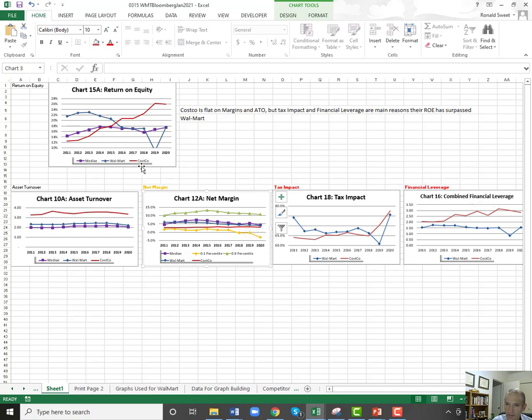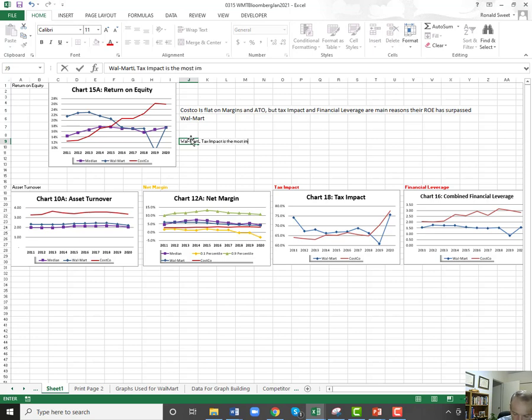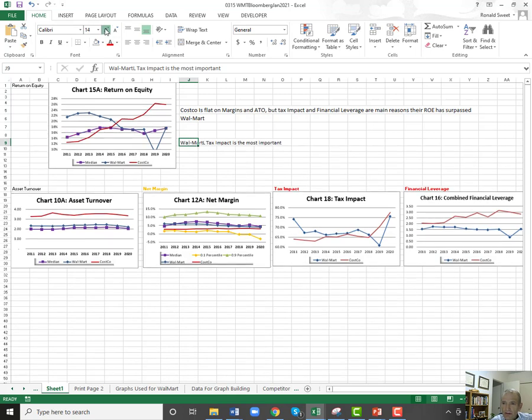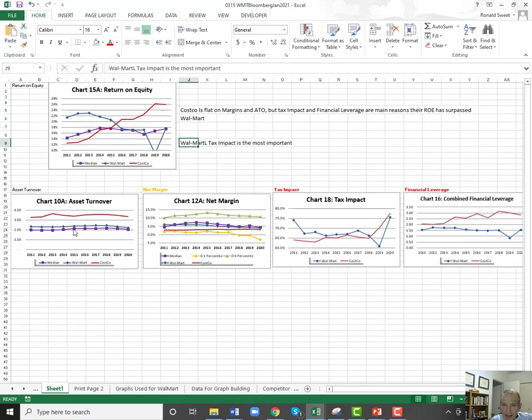Now for Walmart, it does seem the tax impact is the most important. There's some other things going on with Walmart. It's a little tough to explain, but we definitely can't say Walmart is doing a good job.